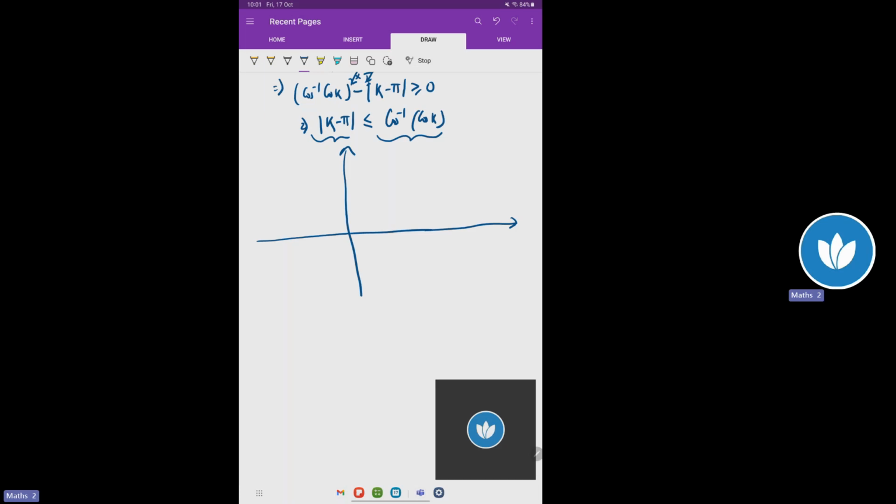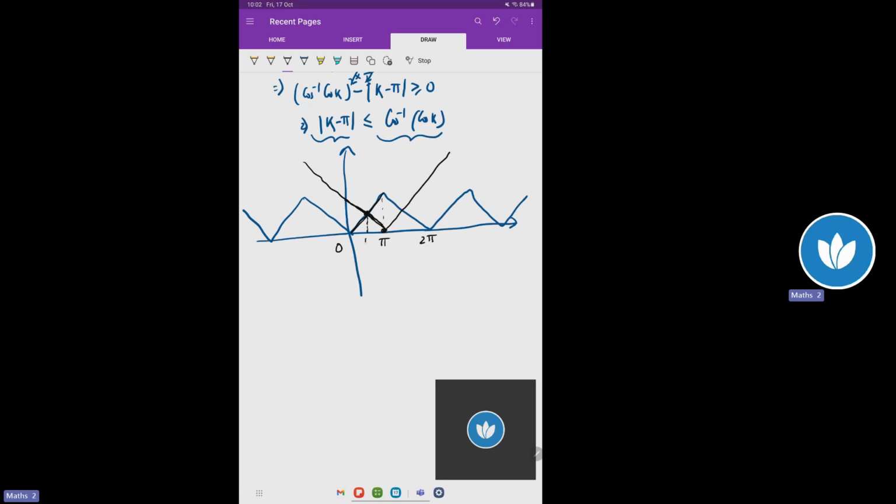So we know the graph of cos inverse cos, which looks something like this. Now how is the graph of mod k minus pi? This is pi, this is 2 pi, this is 0. The graph of mod k minus pi would be something like this. So where will this intersect? It will intersect in between. You can solve the two equations also. This is y equal to x and this is y equal to x minus pi.